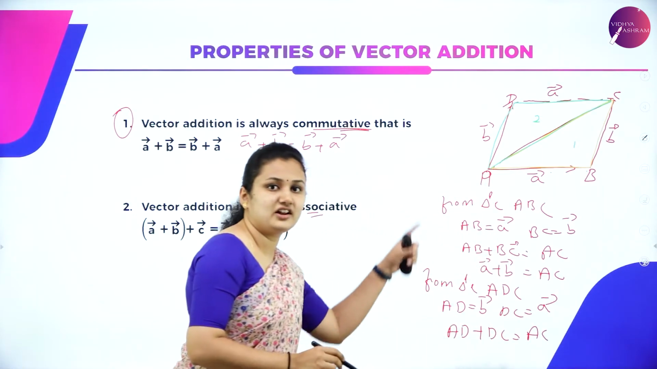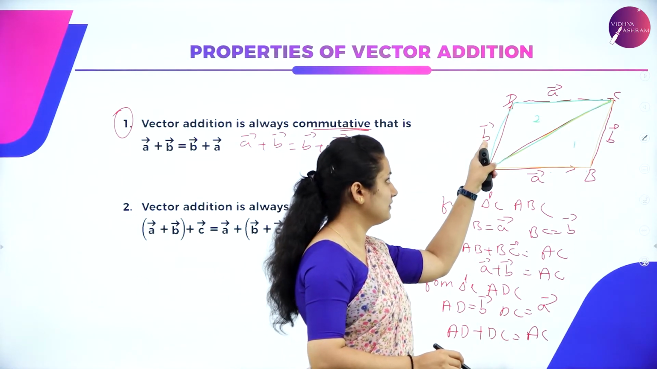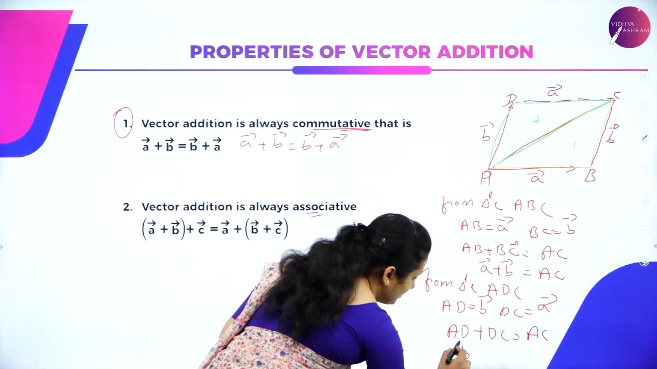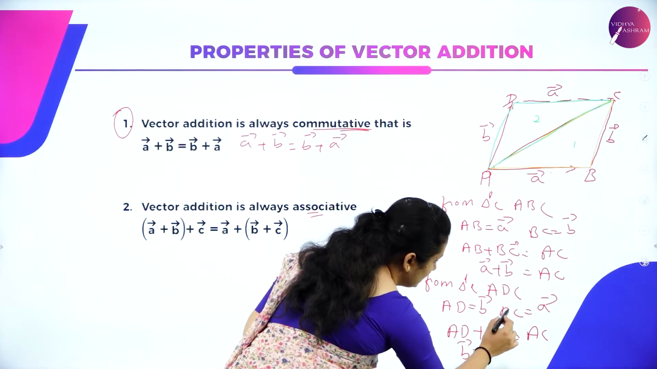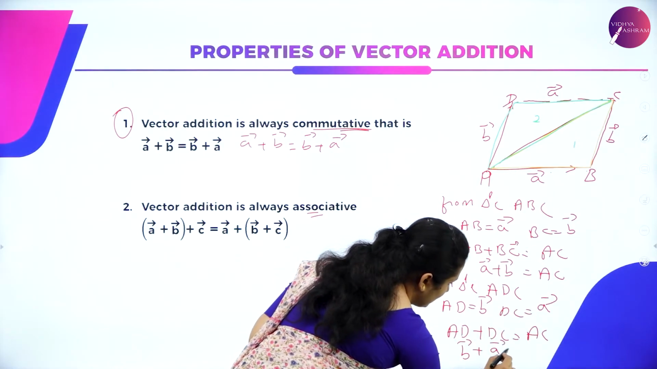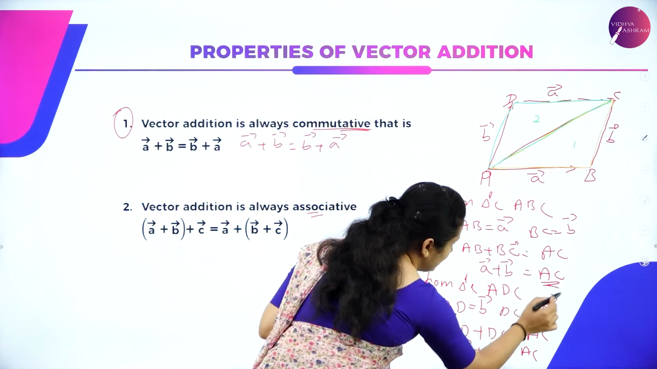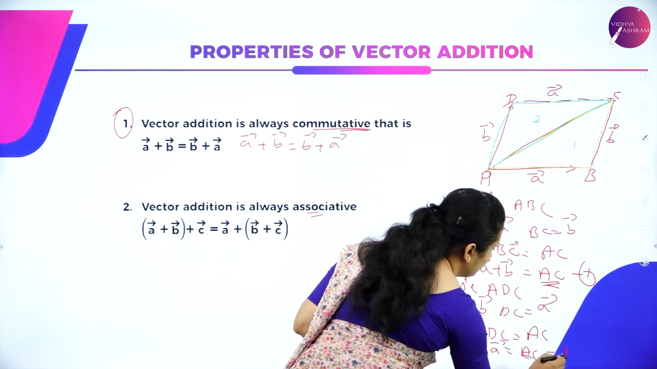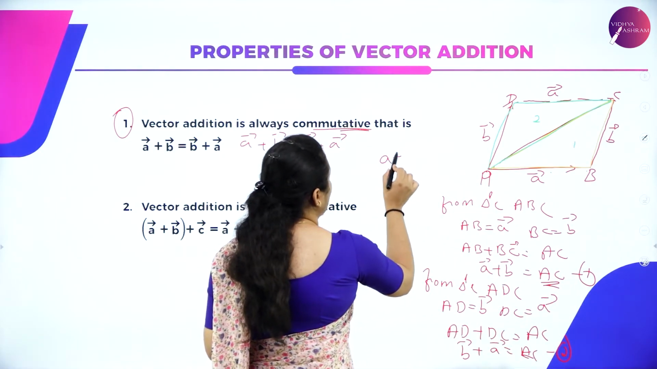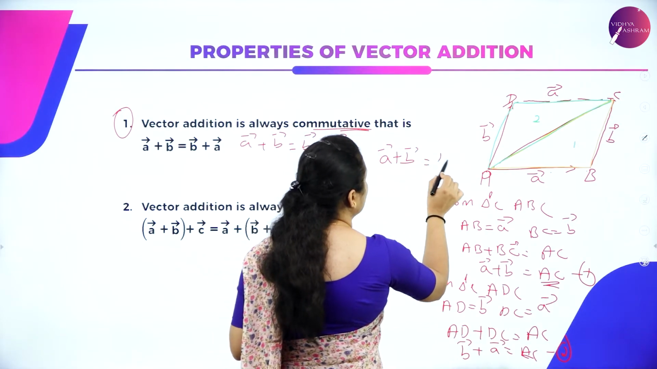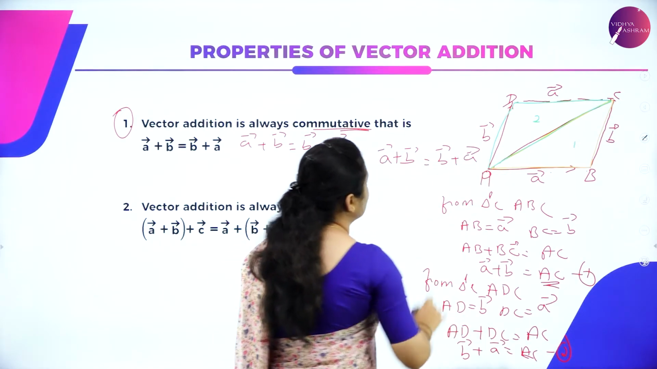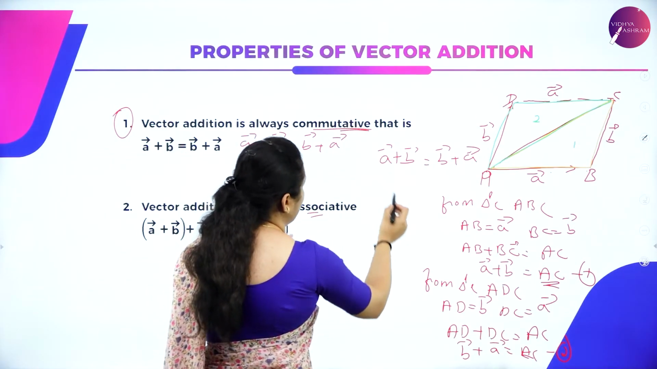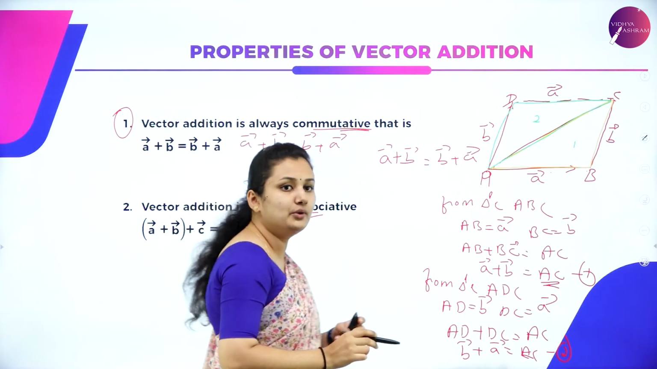So we know hypotenuse, opposite, adjacent. We get AD is B plus DC is A, gives you AC. So equating 1 and 2, I will get A plus B is equal to B plus A. This is your commutative law. So vector addition is always commutative. A plus B is equal to B plus A.